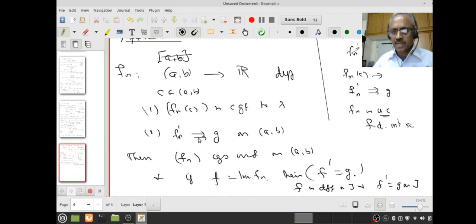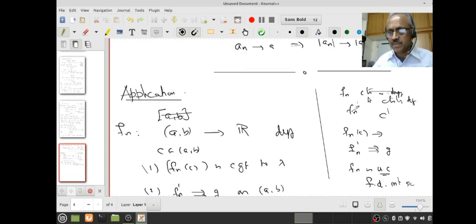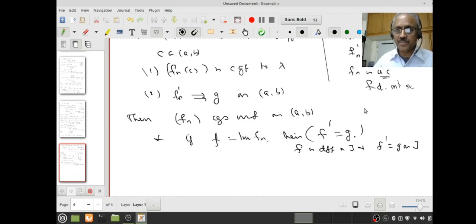Why? I am not assuming fn dash are continuous, but I am assuming fn dash converges uniformly and fn c is convergent. All those things are there, but I also wanted fn dash as continuous. That's what I said. Why did I need it? I wanted to form integrals, indefinite integrals of fn dash, and apply fundamental theorem of calculus. Okay, please go back and review.